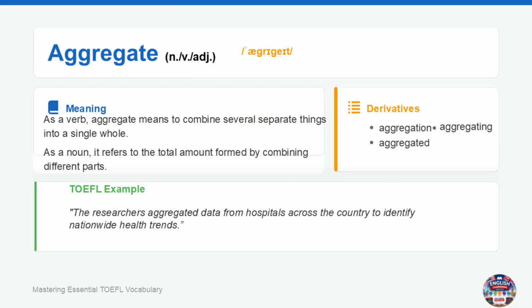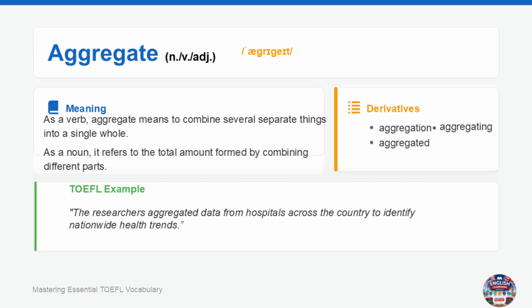Our first word today is aggregate. Listen carefully. Aggregate. Now you try. Aggregate. Excellent pronunciation. As a verb, aggregate means to combine several separate things into a single whole. As a noun, it refers to the total amount formed by combining different parts. I usually hear this word when people talk about statistics or research. Exactly. Researchers often aggregate information collected from different sources before analyzing it.